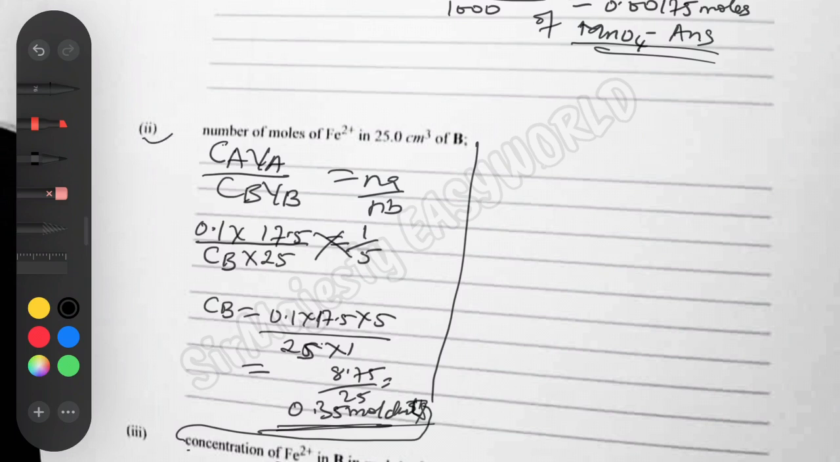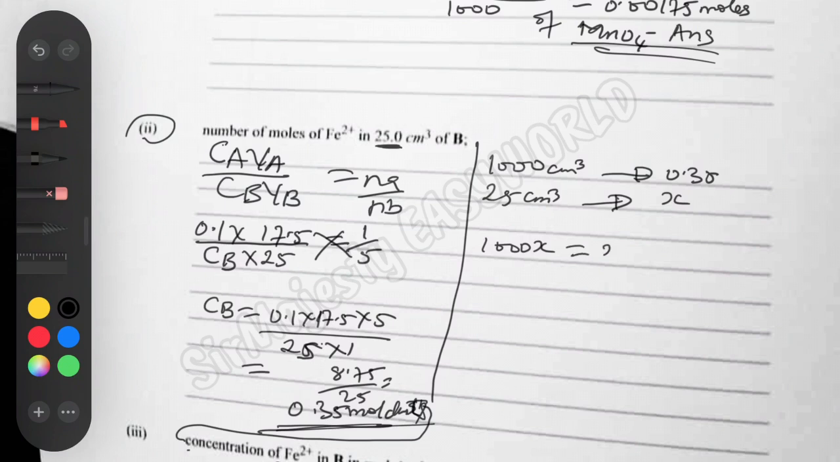Then we are going to come back and solve this in real sense. They are asking us how many moles of iron 2 is in 25 cm cube. Well, we have already gotten that our CB is 0.35 mole per dm cube. This implies that 1 dm cube is 1000 cm cube, which contains 0.35. Automatically, you ask yourself, what will 25 cm cube of the same B contain? You call it X. Following the order, it is going to be 1000x equal to 25 multiplied by 0.35. So making x the subject of the formula, we divide both sides by 1000. 1000 cancels 1000, such that x will now be 25 times 0.35 all over 1000.